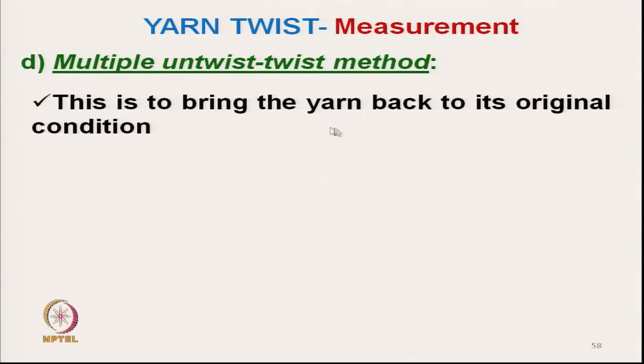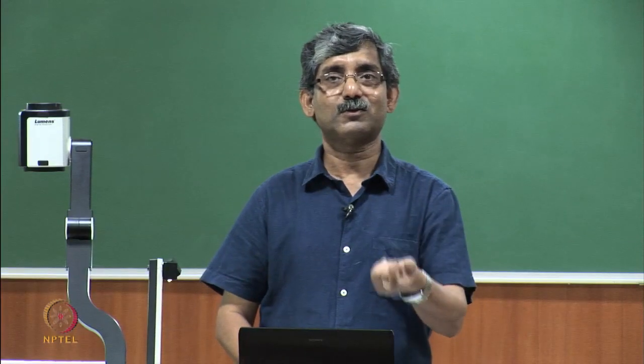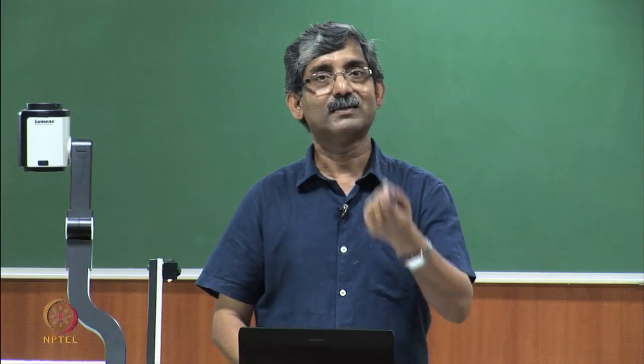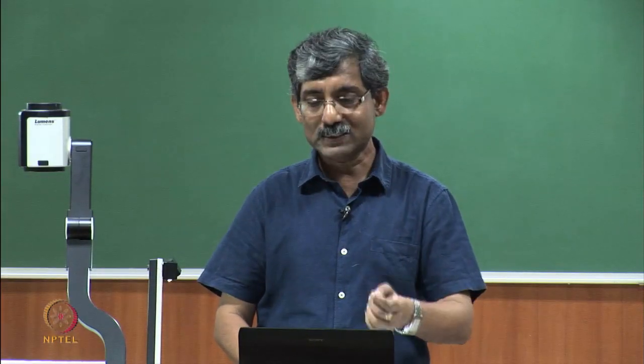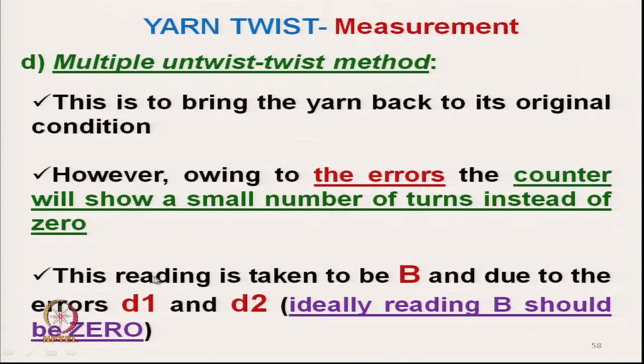This is to bring back the yarn to its original condition. However, owing to the errors, the counter will show a small number of turns instead. So, after reaching there, the counter will not show 0, it will show some value, which is actually the error, and this reading is taken as B, which is due to the errors D1 and D2. Ideally B should be 0.